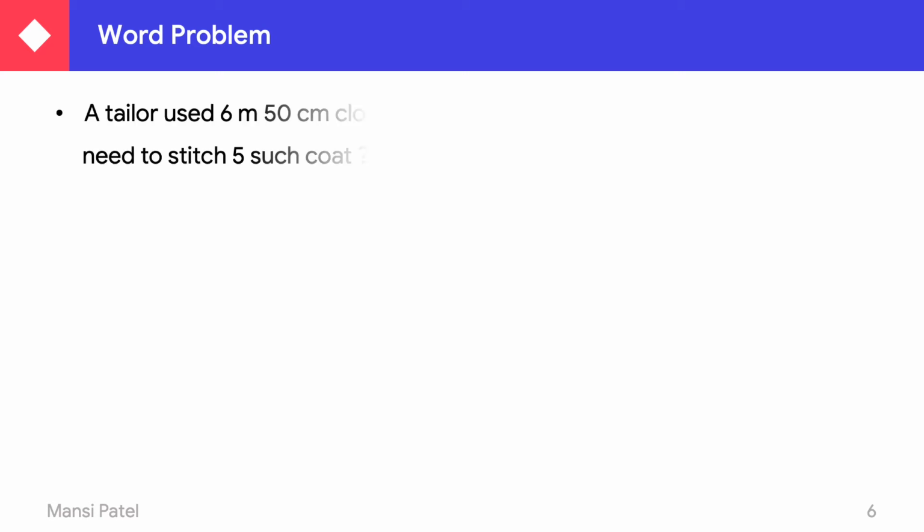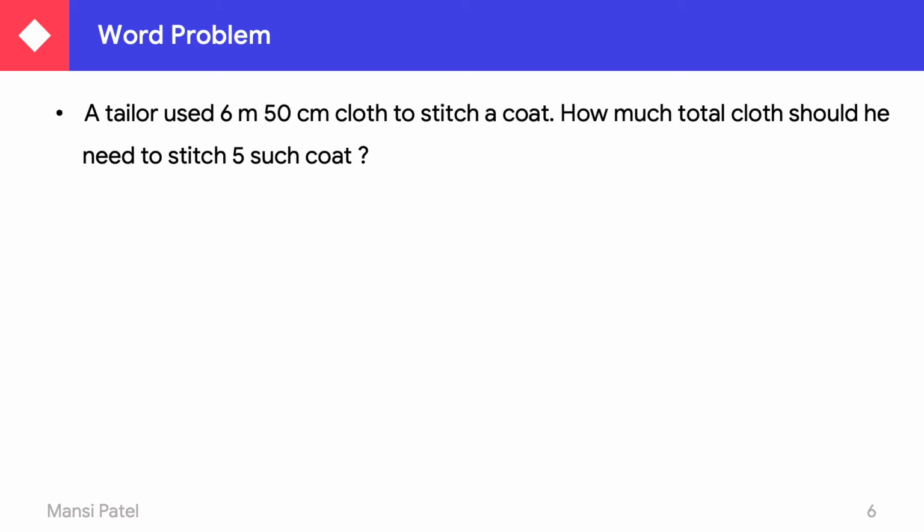Let us see another. A tailor used 6 meter 50 centimeter cloth to stitch a coat. If the tailor wants to stitch one coat, then he uses 6 meter and 50 centimeter cloth. How much total cloth should he need to stitch 5 such coats? Now, how many coats does he want to stitch? 5 coats.